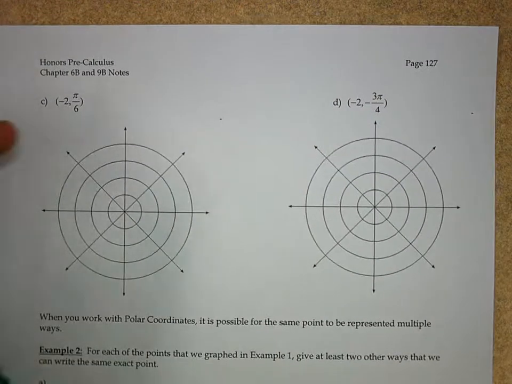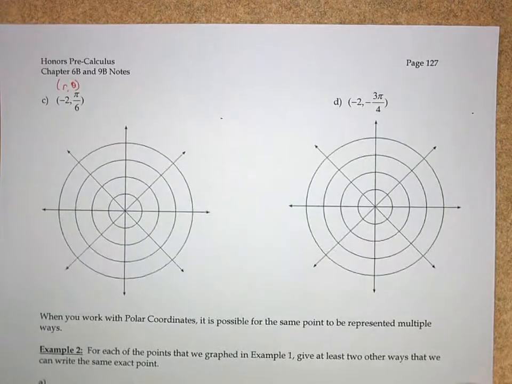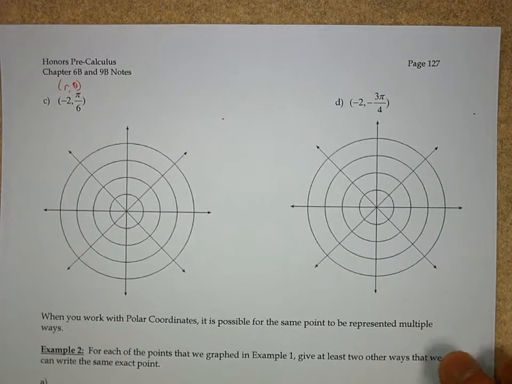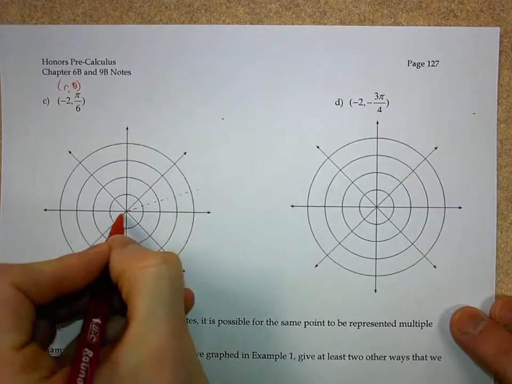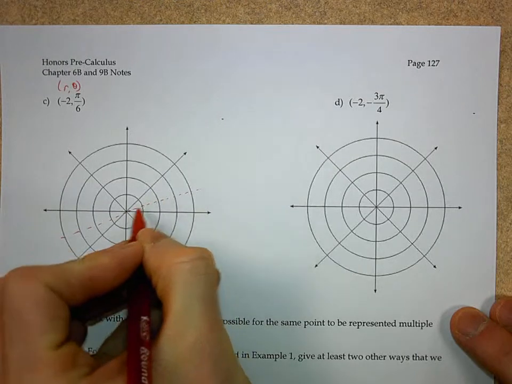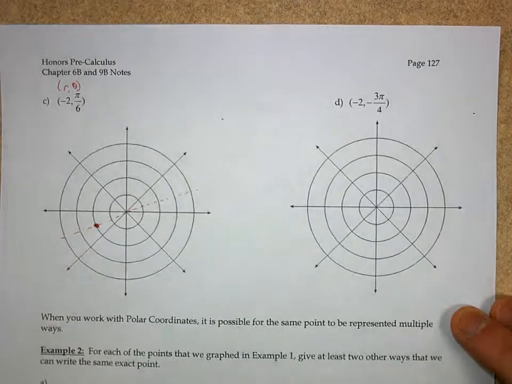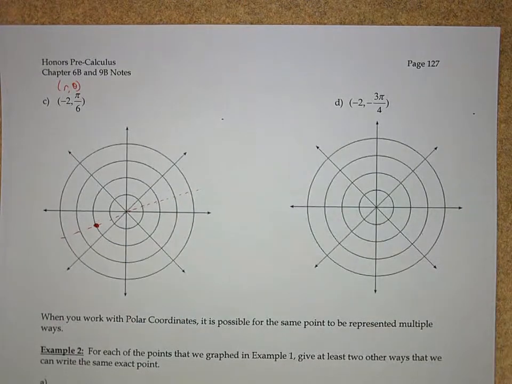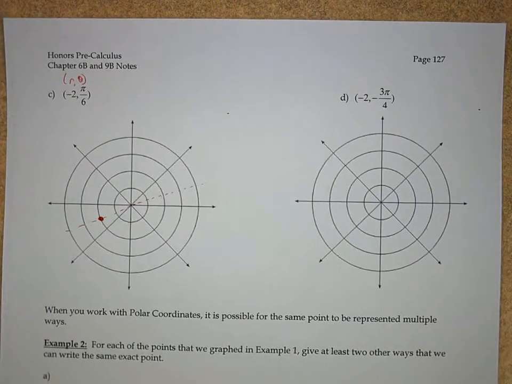Well, if I look at this, it is in the format of r theta for my ordered pair. My theta is pi over 6. So I'll go with pi over 6, which is about this line right here. And instead of me going out 2 units, since it's negative, I'm going to go backwards 2 units. So my ordered pair is going to be in the third quadrant. So the polar point negative 2, pi over 6, is in the third quadrant, 2 units backwards from the direction of pi over 6.